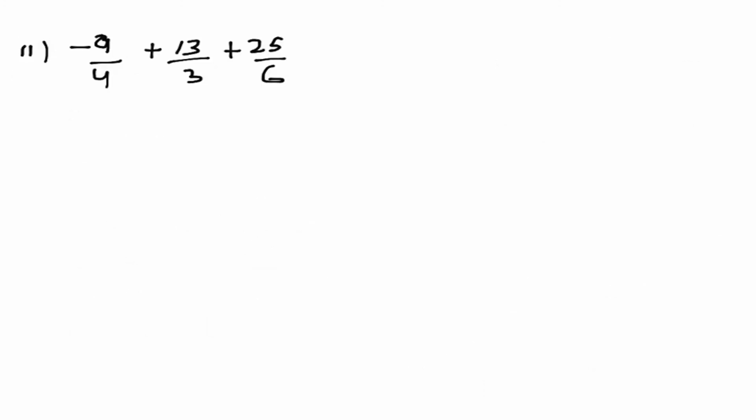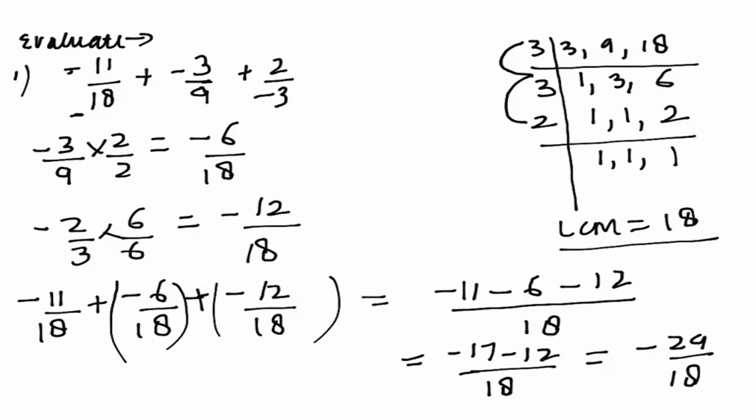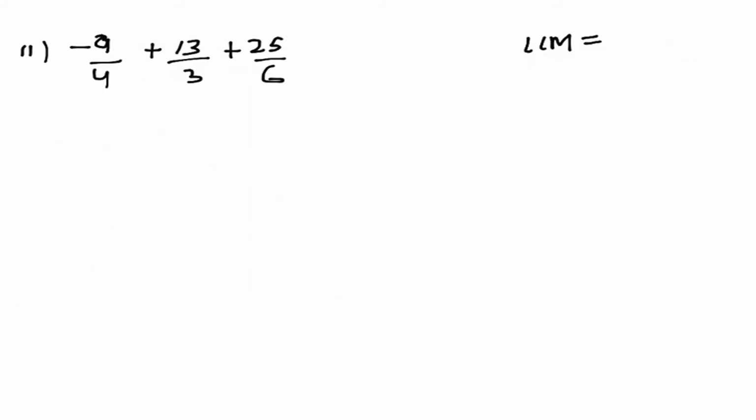Next, let's take one more example for evaluation. Here we have minus 9 by 4 plus 13 by 3 plus 25 by 6. So here what will come, the LCM of 4, 3 and 6. If we take it like the previous question, we will get the LCM of 4, 3 and 6 as 24. Here I am skipping the steps of how to take the LCM. So I am assuming now you can find the LCM.